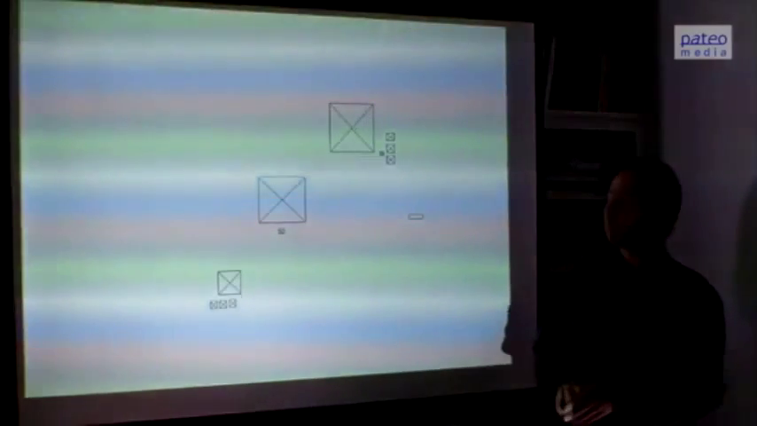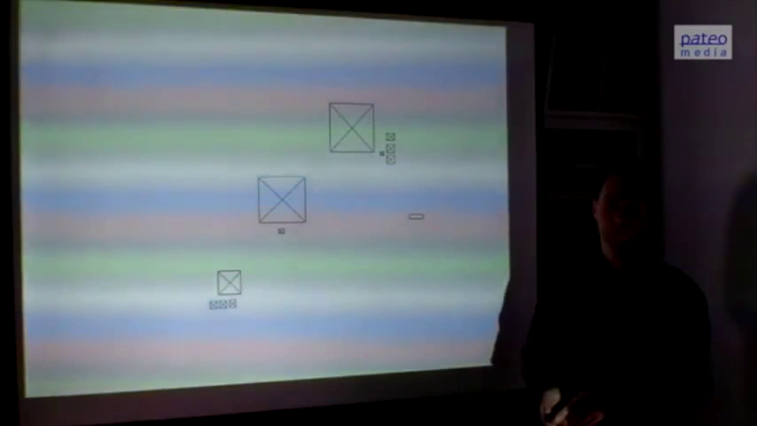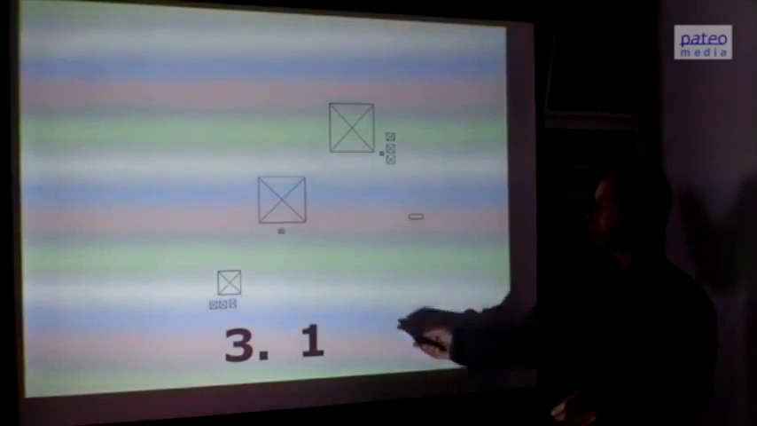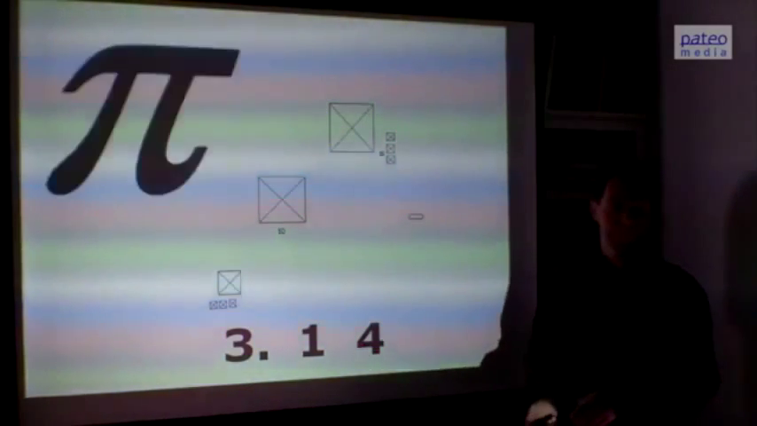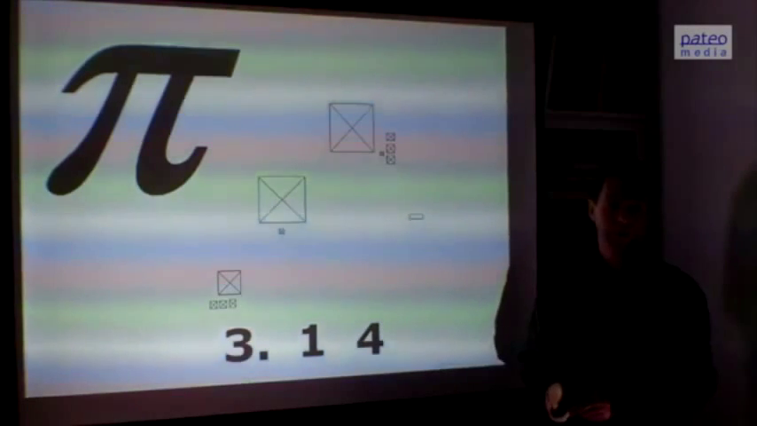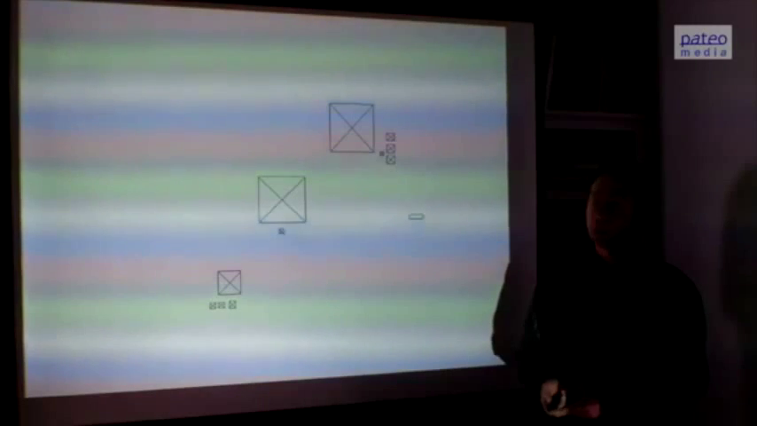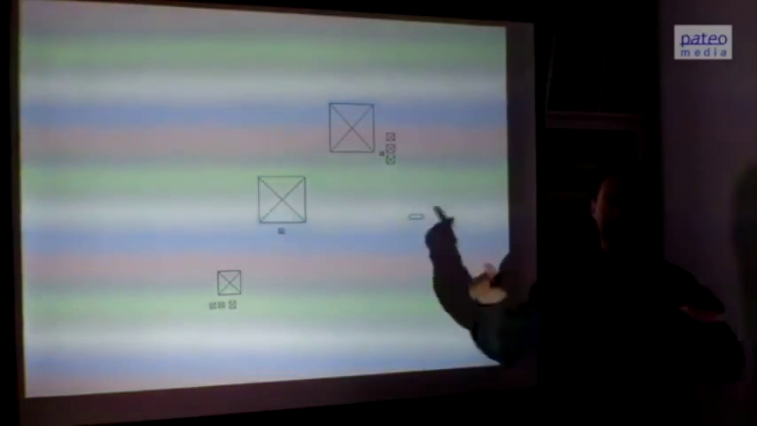Here we see a map of it. What does it mean? Let's count the small pyramids. Here we find 3, here we find 1, and here we find 4. What does it mean? This means, of course, pi. The pyramid builders were showing us pi. Pi means the ratio between the circumference of a circle and the diameter.